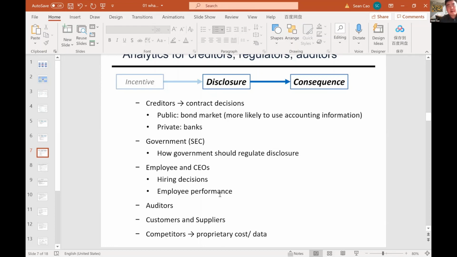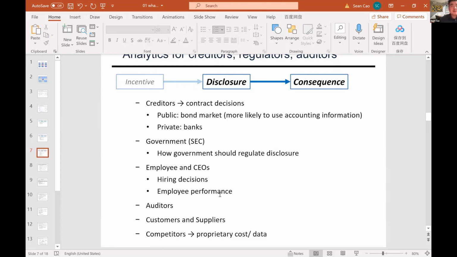Going back to my earlier points, different audiences of your data analytics have different purposes. Bond holders are interested in whether you can pay back the cash or go into default. Banks are interested in using the data for the loan contract. So that's for creditors.